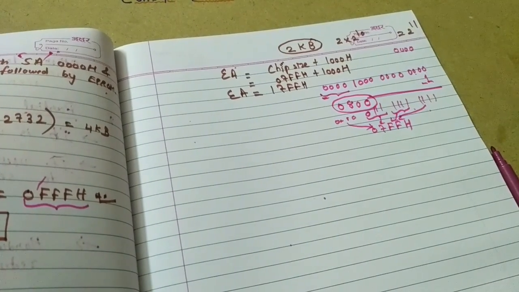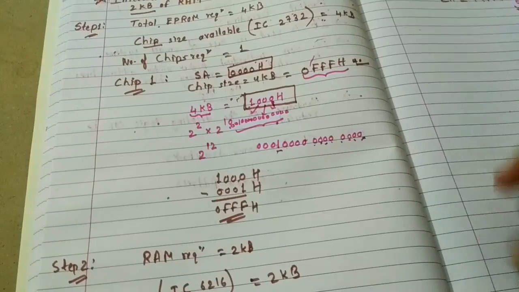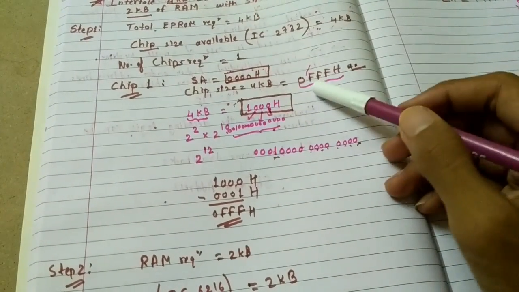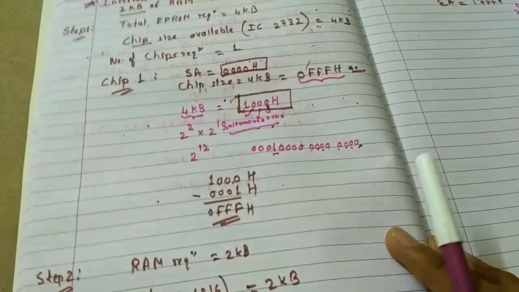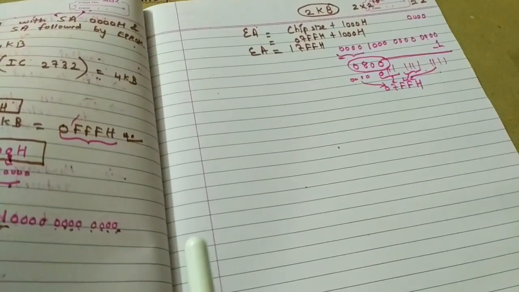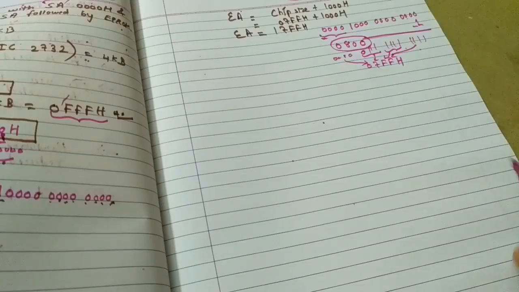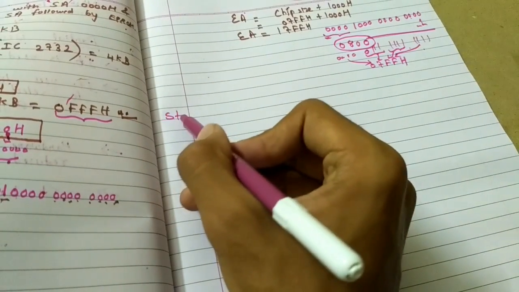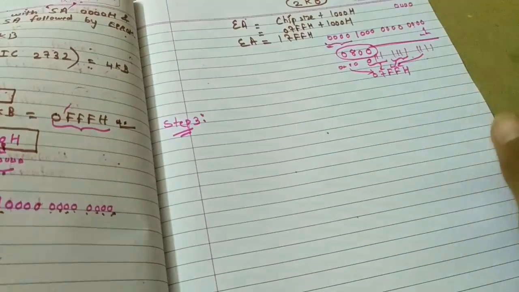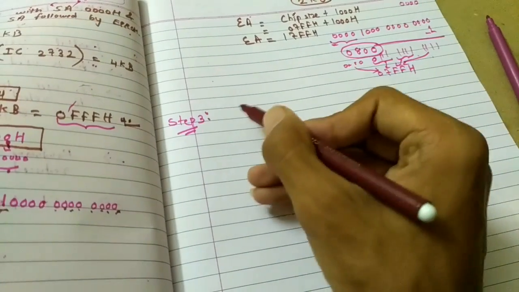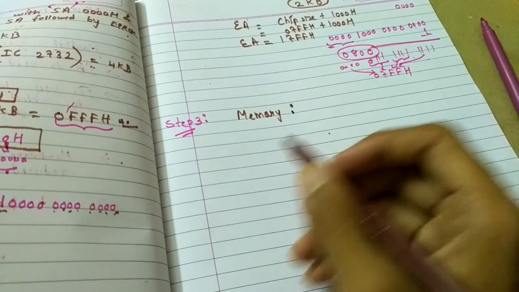But now we calculated the starting address and ending address with all this stuff, adding one and then subtracting and so on. So I have a quicker method. This is the actual method, but I will give you the shortcut. For that we will jump directly to step number 3, and this is called the memory map. Directly you will get the starting address and ending address.